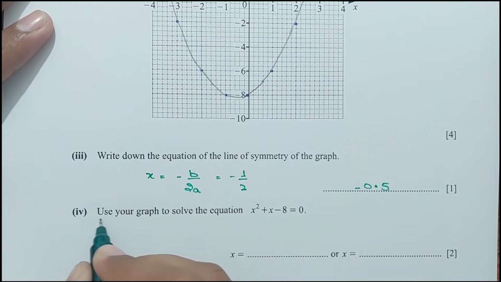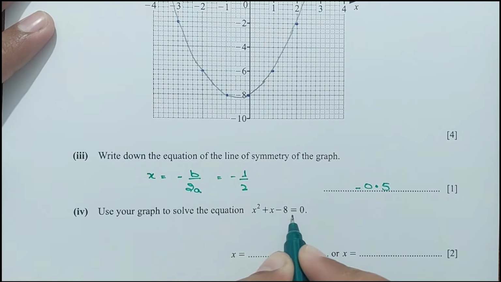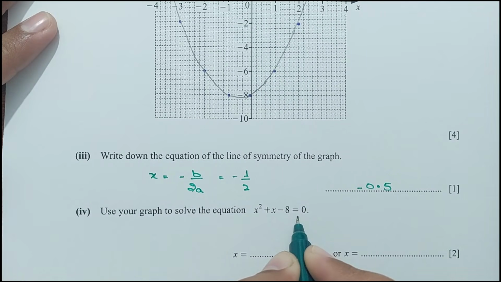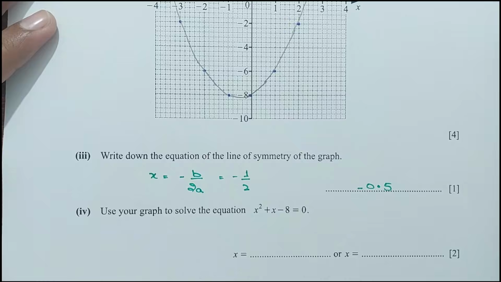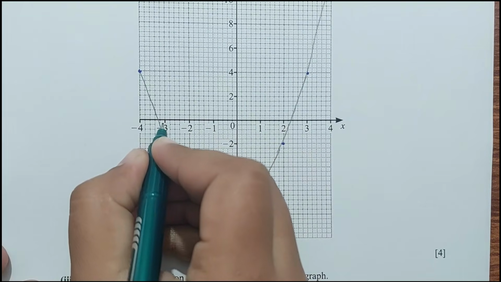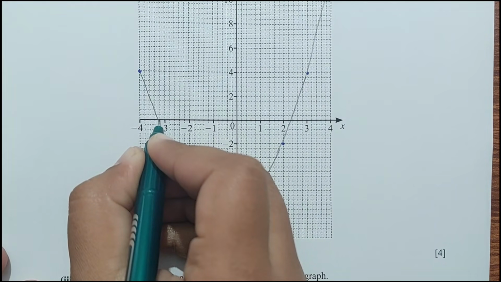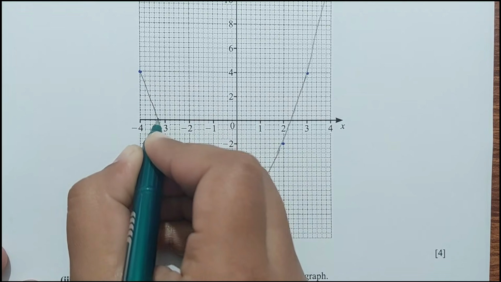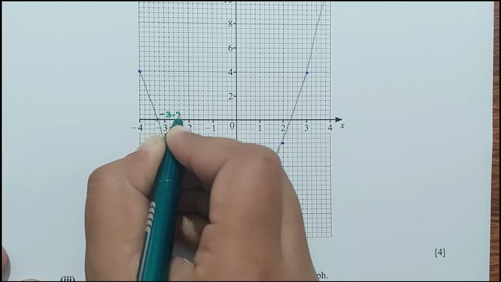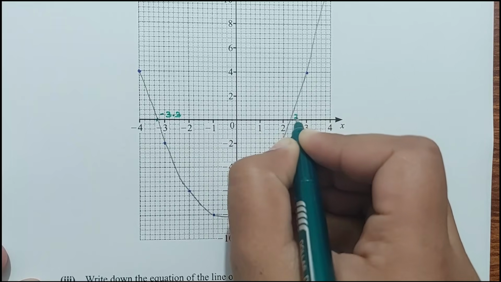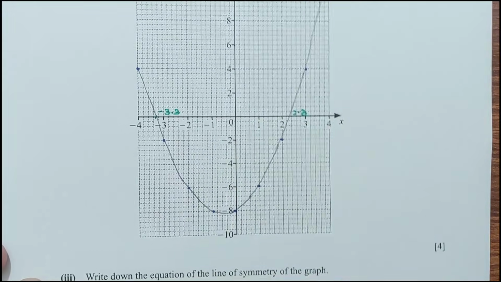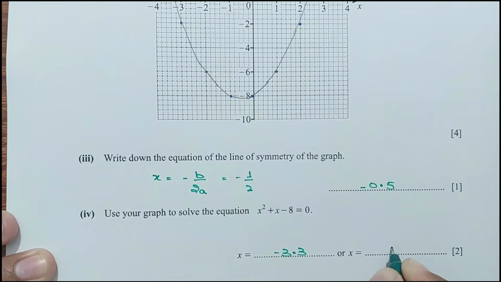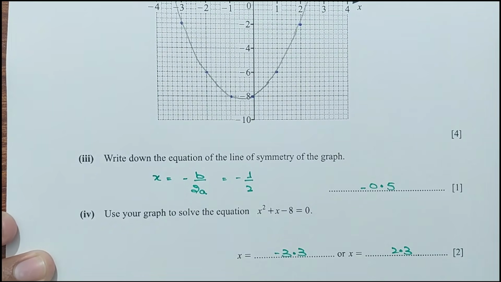Now for the fourth part, use your graph to solve the equation x square plus x minus 8 equals 0, which means when y equals 0, right? So this is the solution: negative 3.3 and 2.3, right?